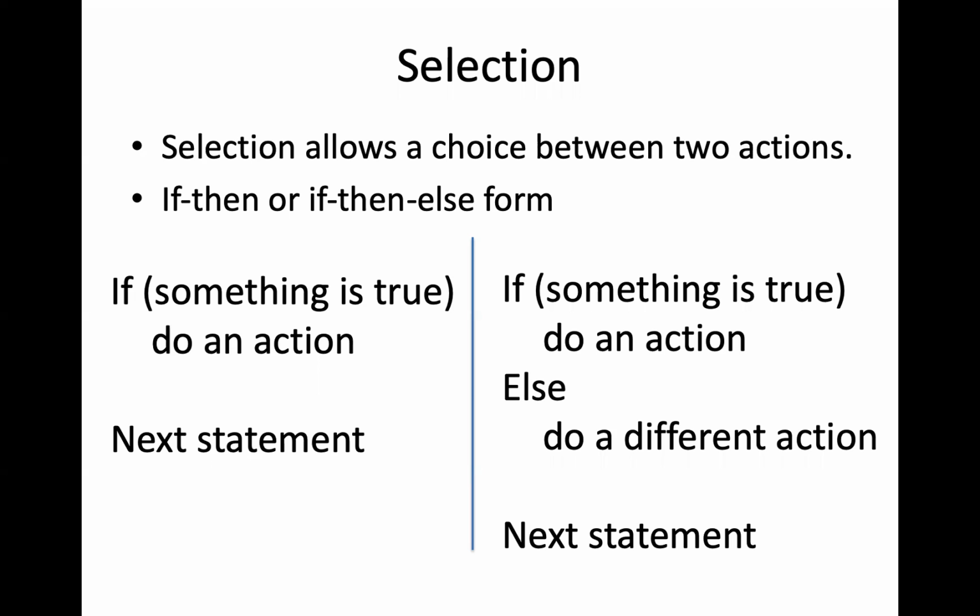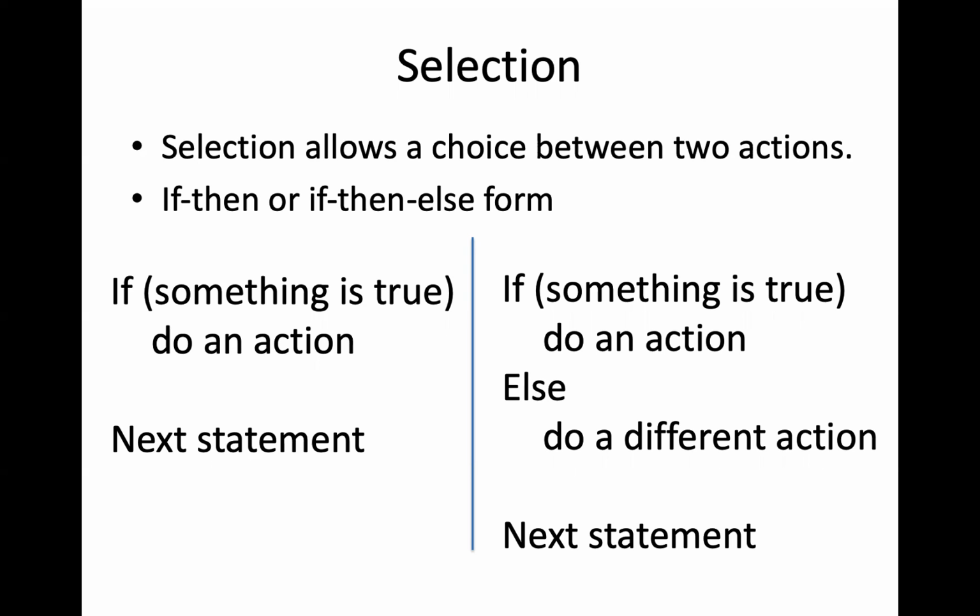And the mechanism that we're going to talk about for doing that here has two forms. One of them is an if-then form, and that's shown on the bottom left part of this slide. And the other form is an if-then-else form, which is shown on the bottom right. And we'll talk about these in turn. They're real similar, but we'll talk about them both.